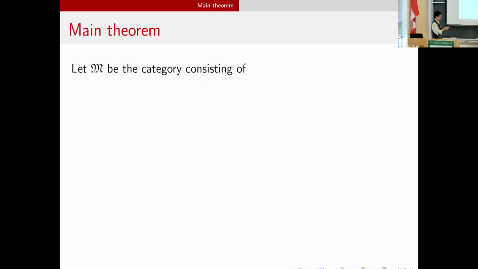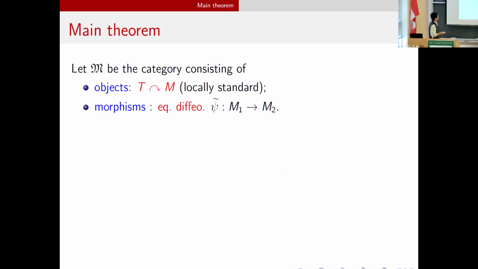Okay, let's continue the talk. So to state our main result more precisely, we introduce two categories. The first category is denoted by fractal M. Its object is a locally standard T manifold, and morphism is an equivariant diffeomorphism. And the next category is denoted by fractal Q.